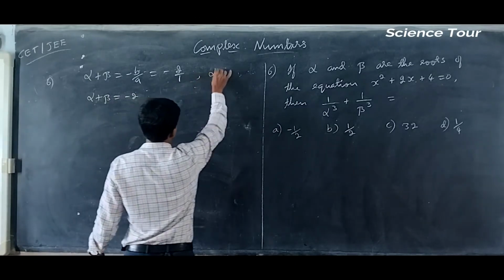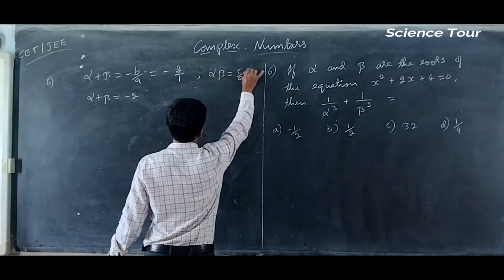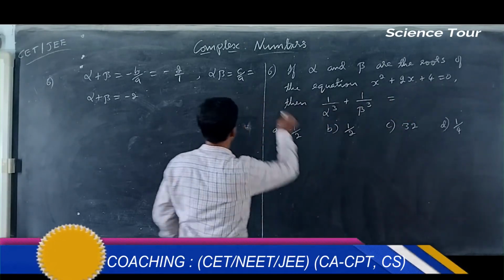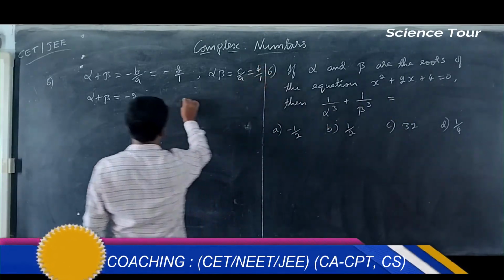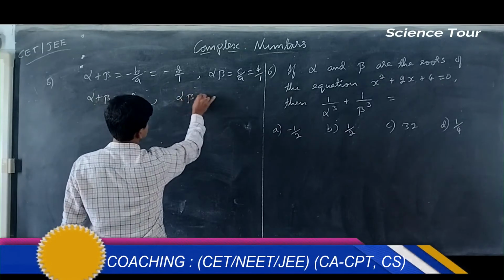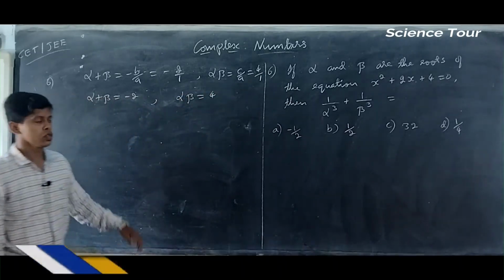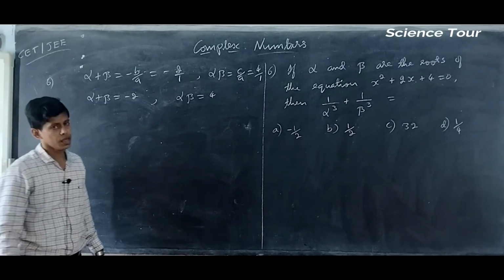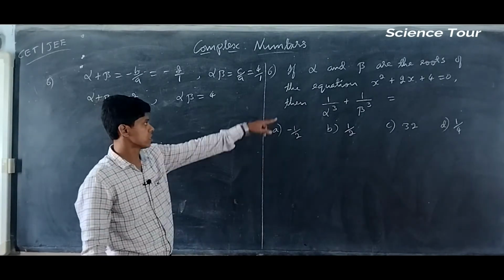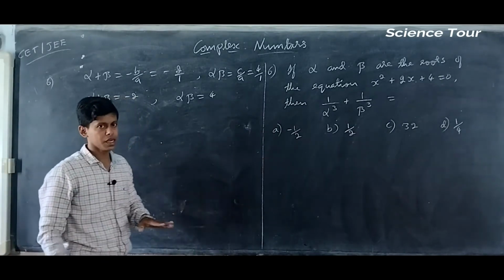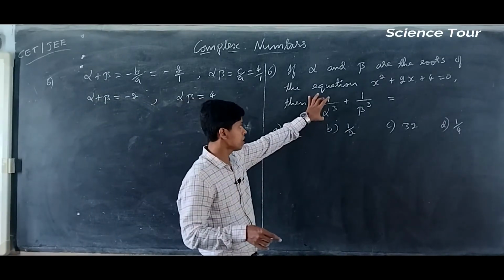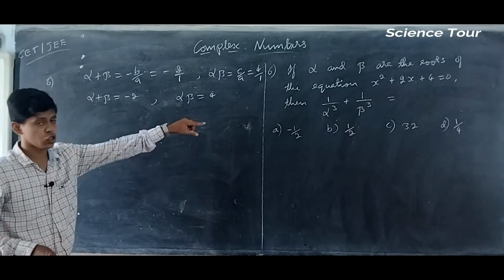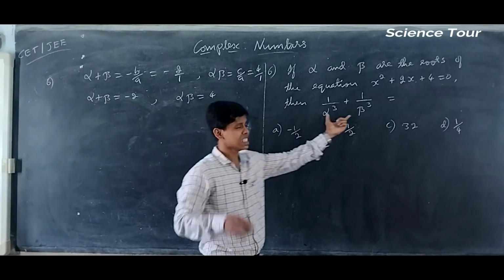And what is the product of the roots? c by a. c here is 4 and divided by 1. So therefore alpha beta is 4. So making use of these two, get alpha and beta, and then you can substitute. That's one way of doing it. Otherwise there is another easier way. Directly go for this now. Just with the knowledge of these two we can solve this expression.